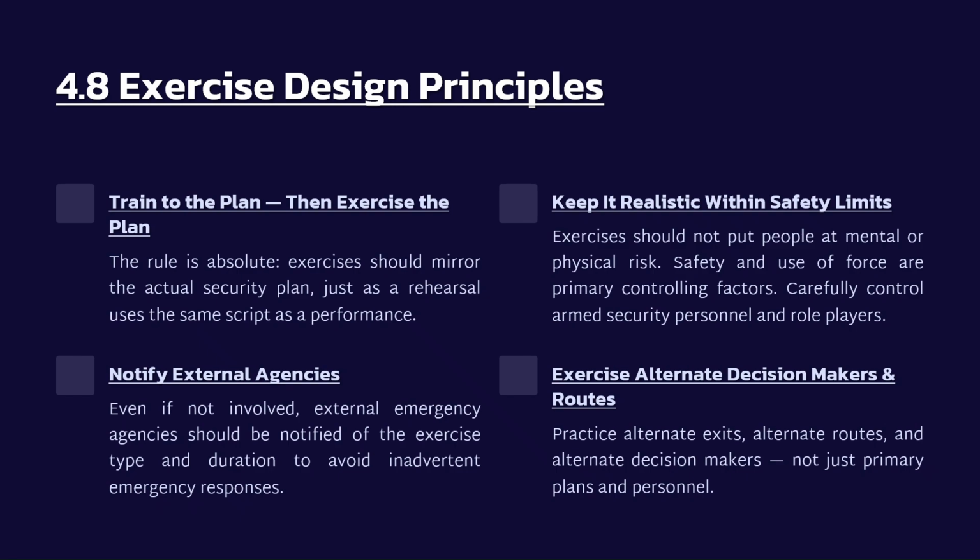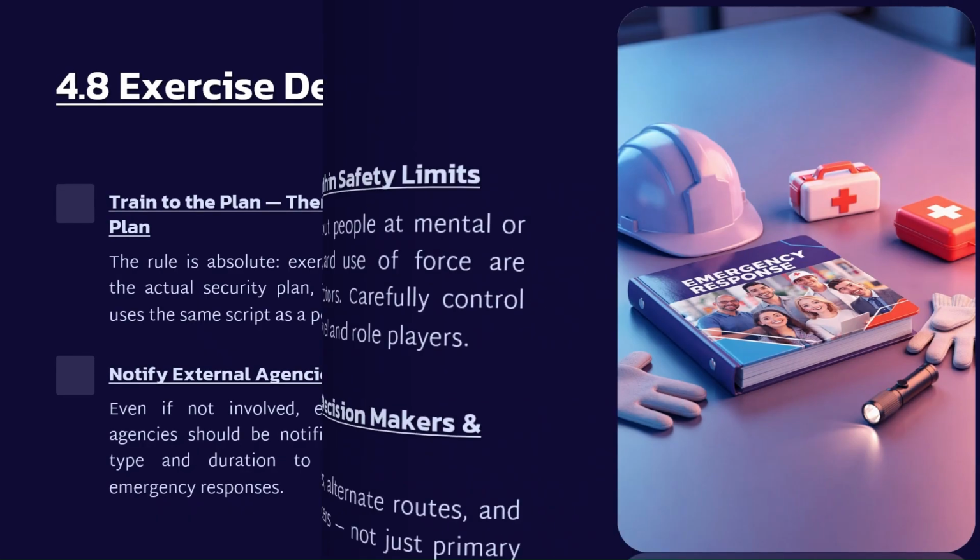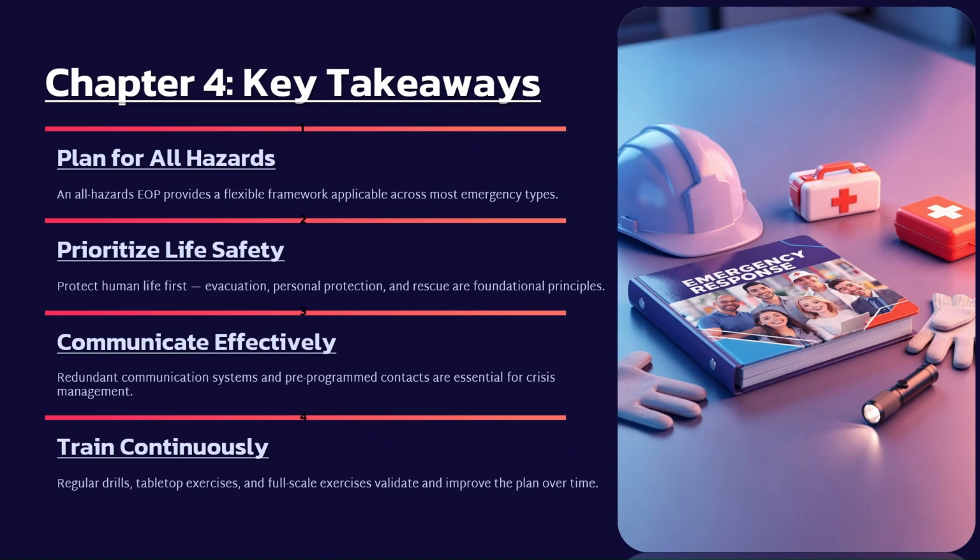Finally, organizations should exercise alternate decision makers and routes. Drills should include alternate exits, backup routes, and alternate decision makers, not just the primary response team. This ensures that the organization remains prepared even if key personnel or primary evacuation routes are unavailable during a real emergency. Let us conclude Chapter 4, Emergency Response Planning, with a few key takeaways.